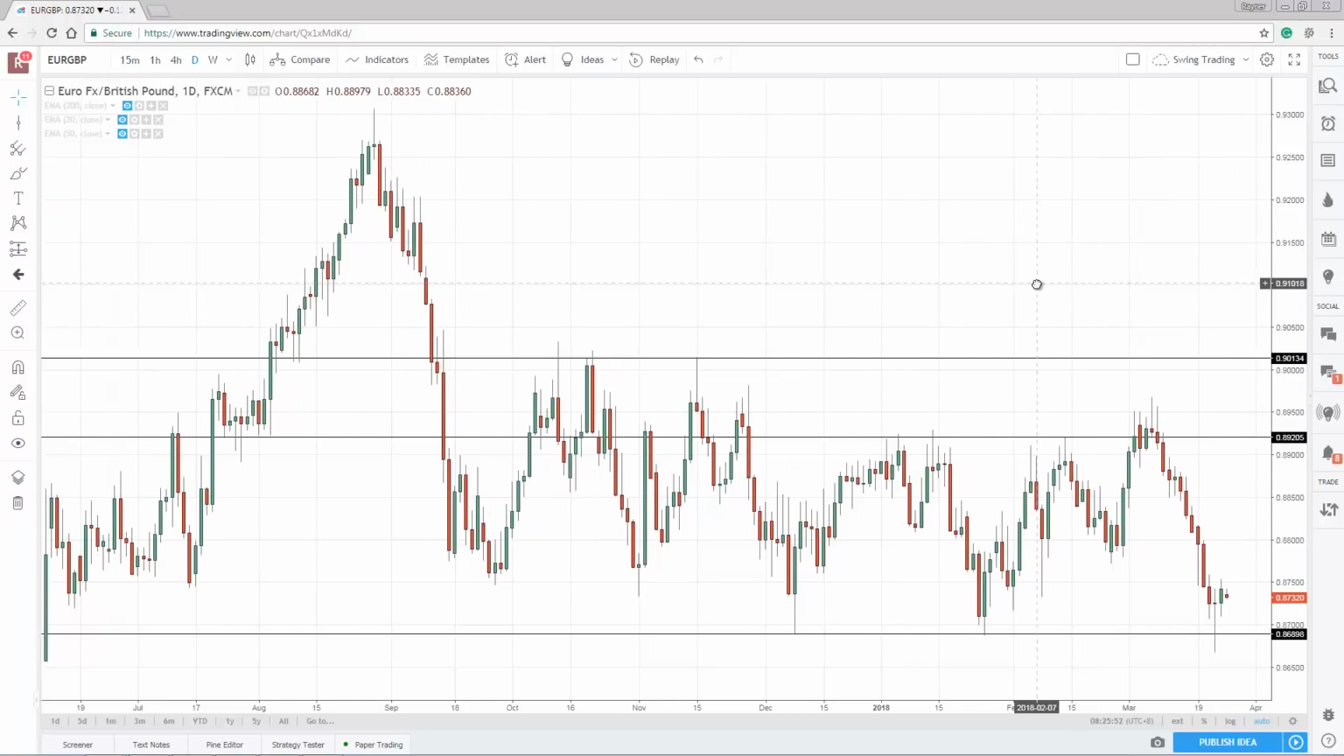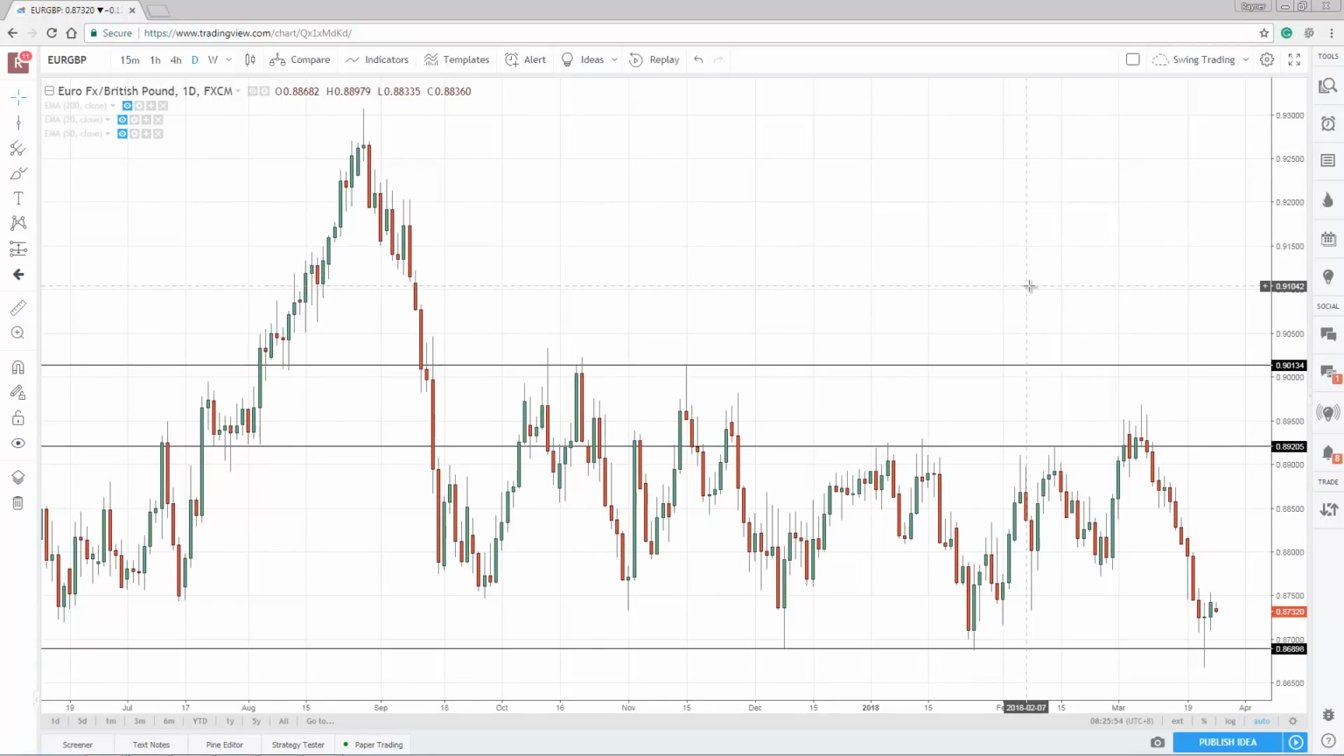So now, in fact, if you ask me, right now there's actually an opportunity to go long. Why is that? Because if you look, this market is still in a range.